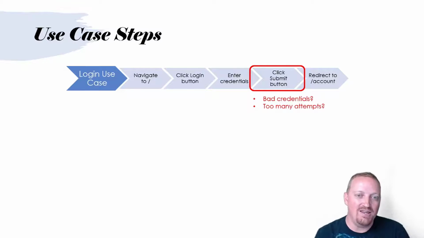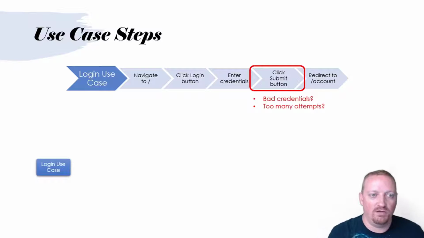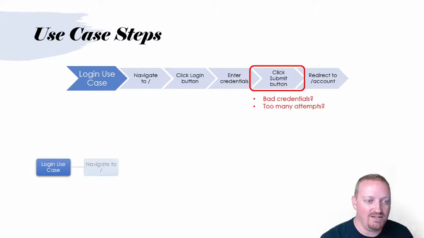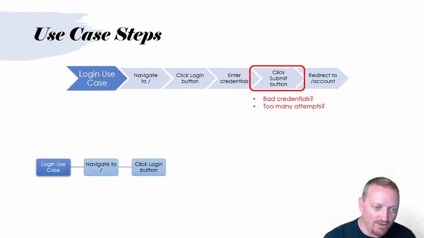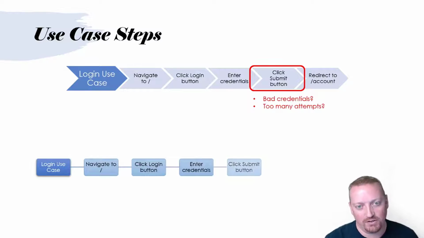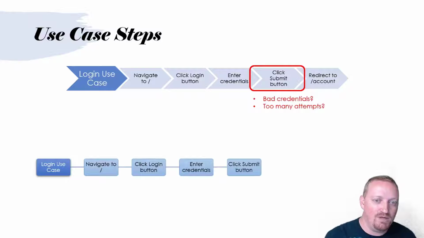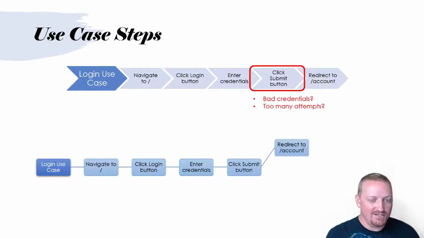There are other ways that we can kind of fork off from this clicking of the submit button. So the workflow might look something like this instead. Again, the user navigates to /, they click on the login button, they enter in their credentials, and when they click on the submit button, if everything is fine, they will be redirected to the account page, right? We've already established that part of the workflow.